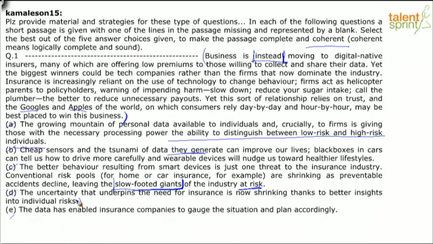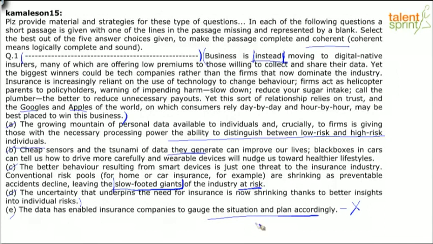Right? E: the data has enabled insurance companies to gauge the situation and plan accordingly. Here again, this also seems like a closing sentence. See, both D and E, I can safely eliminate. It cannot be my topic sentence, because information is after that. They want us to give the topic sentence. Right? To gauge what situation and plan accordingly. So I don't have a pretext. So this seems like a closing sentence for me.